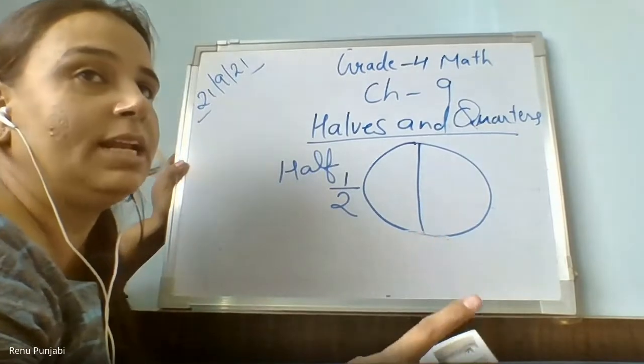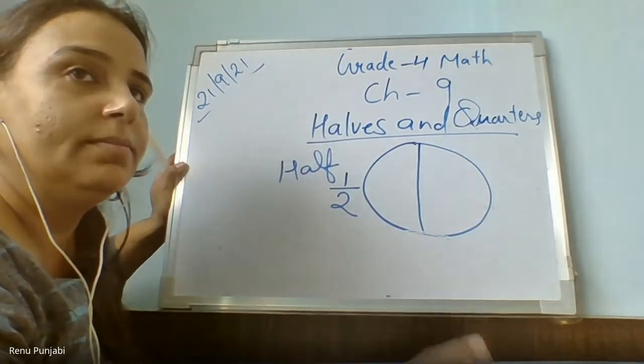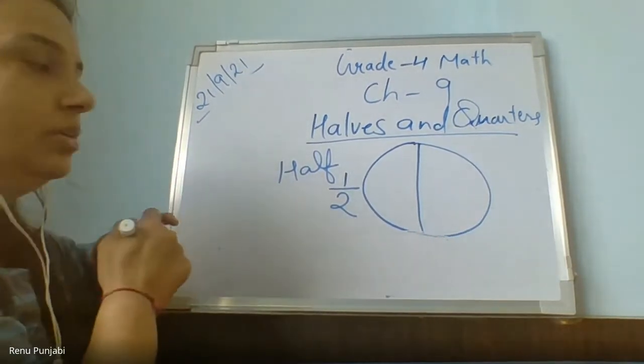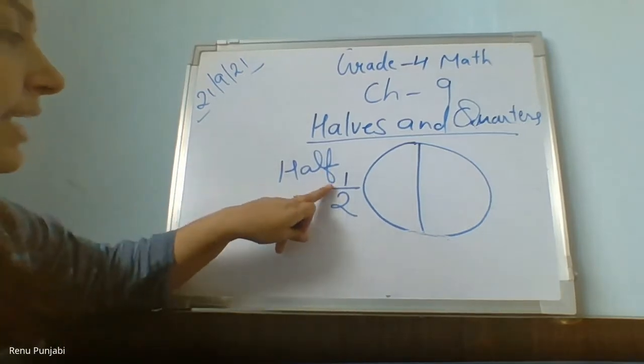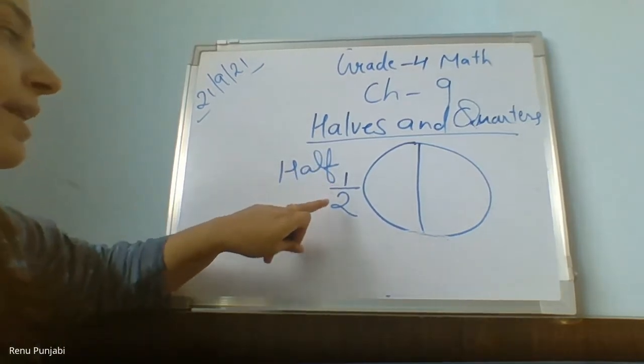Why are we writing it this way? If you know the answer, raise your virtual hand. Please follow my classroom. Why are we writing 1 up here and 2 down here?